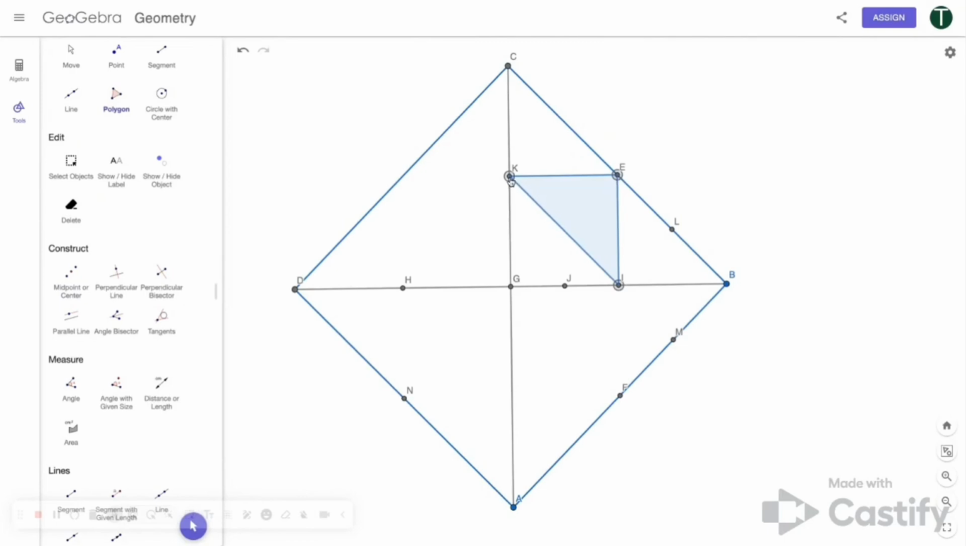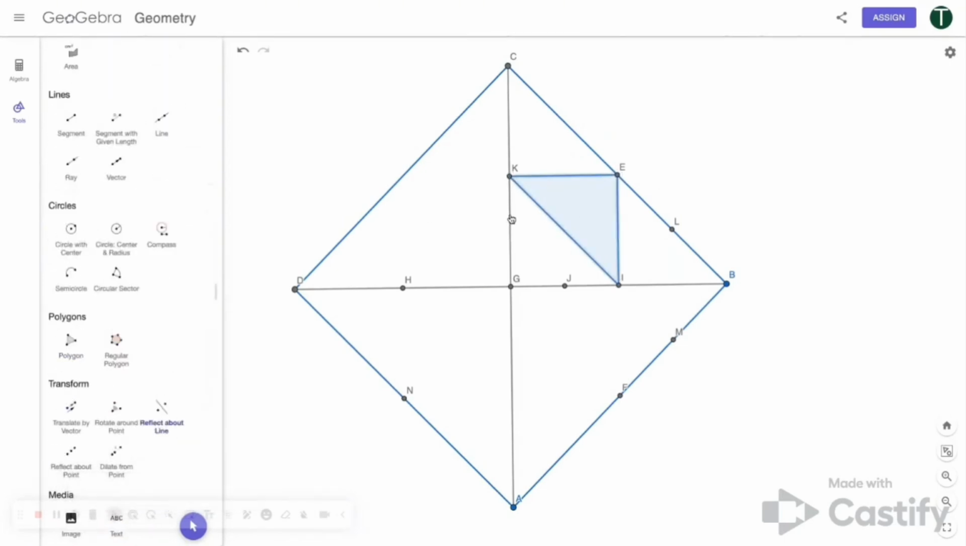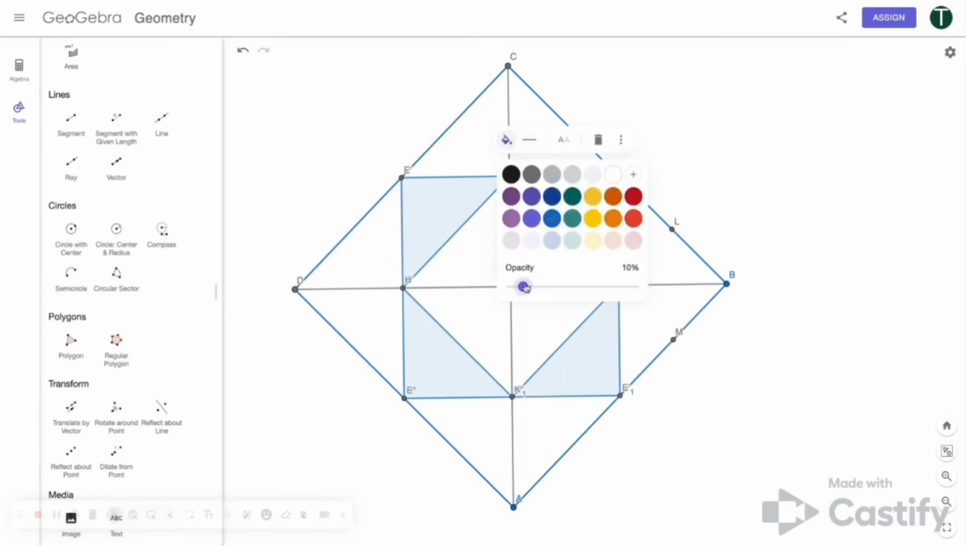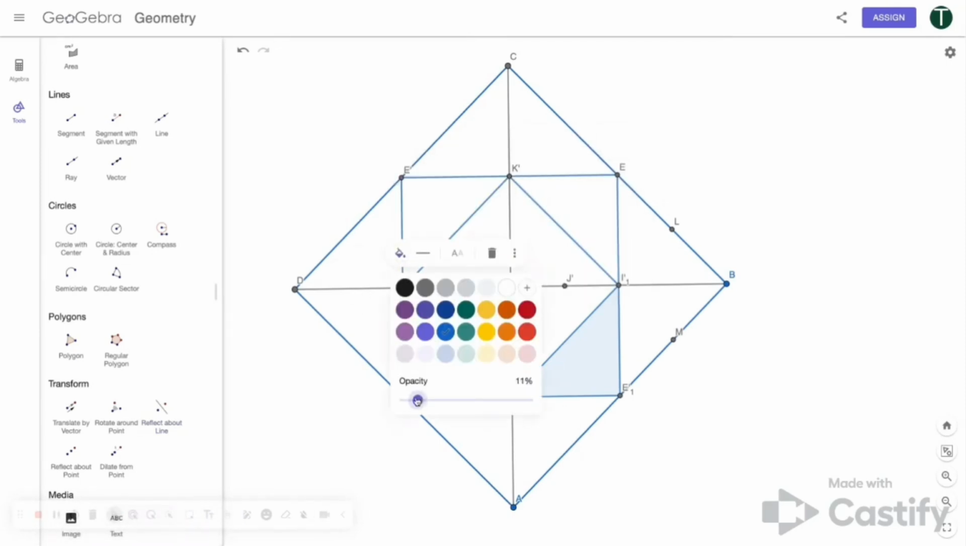Then I used the polygon tool to make a triangle using the midpoints. I then reflected the shape over the vertical line and then both those shapes over the horizontal line, and made the opacity of all of them 0.